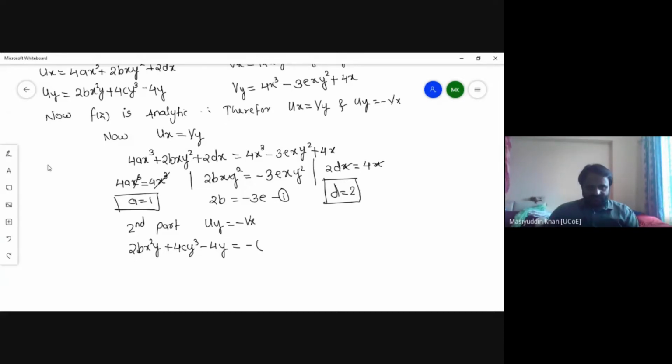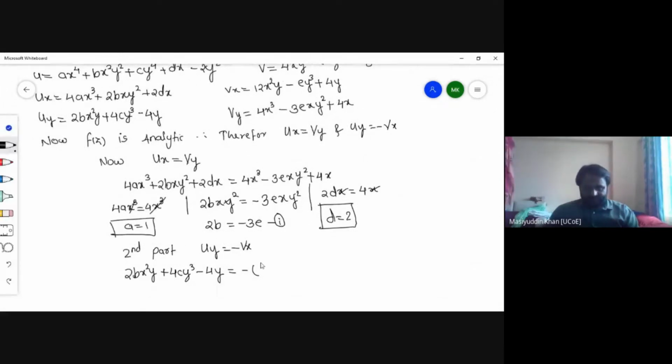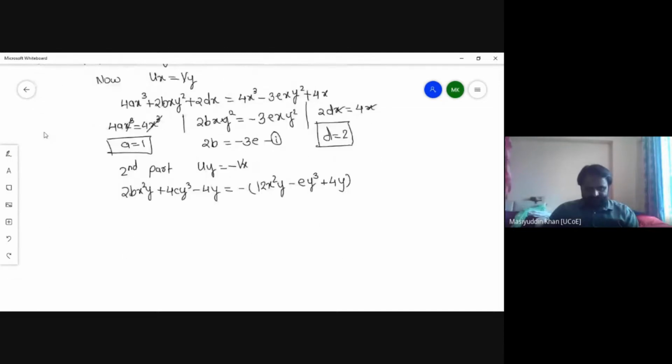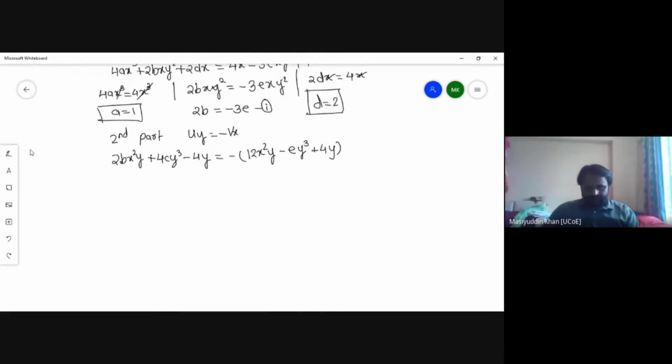What is the value of vx here? So you have to write 12x square y minus ey cube plus 4y. So again we have to compare with this part. 2bx square y is compared with this part, so I'm just writing directly 2b is equal to minus 12, therefore b is equal to minus 6.